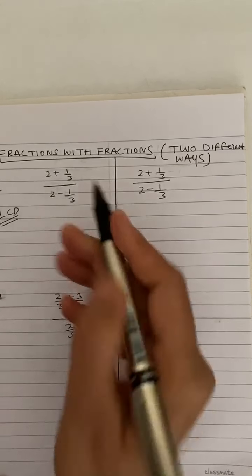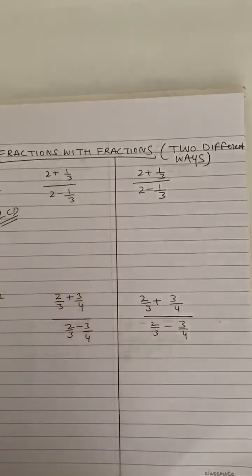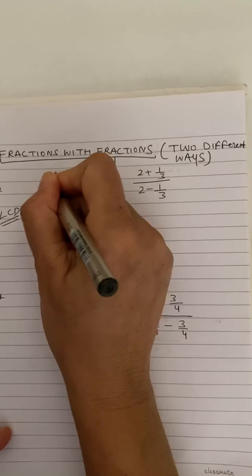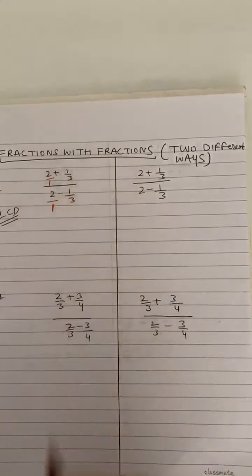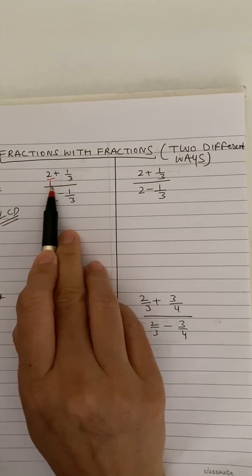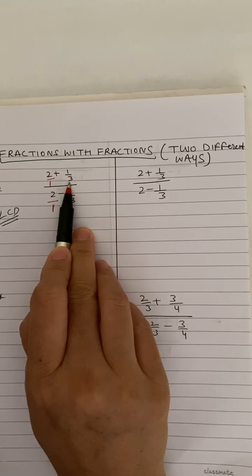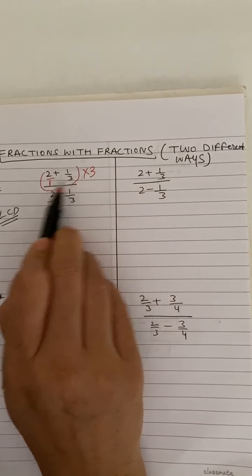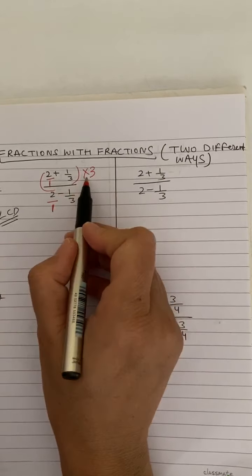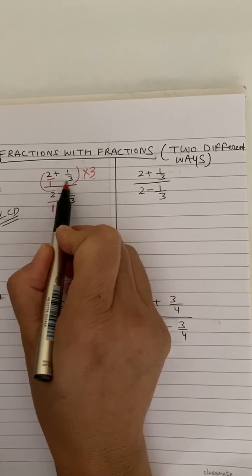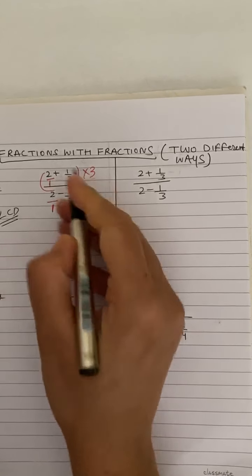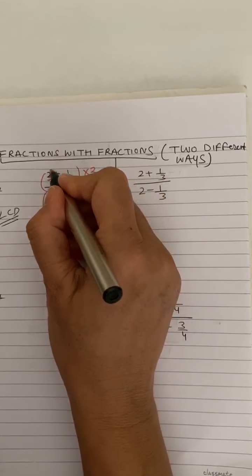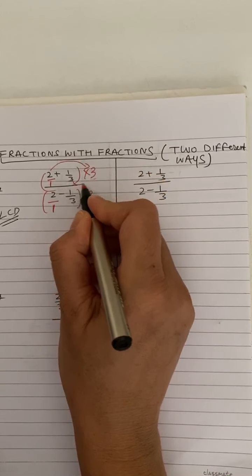Now here you can see, 2 is the same as 2 divided by 1, so I can write 2 divided by 1 and 2 divided by 1. The least common divisor of 1 and 3 is going to be 3. So I can multiply the numerator by 3, and before you do it, make sure that you use brackets, because you are going to multiply this 3 with both the numbers inside the bracket. Similarly here, multiply by 3. So when we do that, we need to multiply this 2 by 3 and this 1/3 by 3.